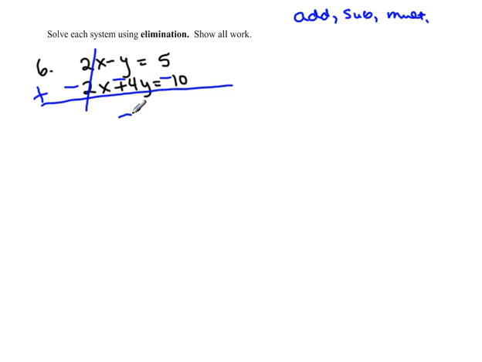I can now collect my like terms here. Negative 5y equals negative 5. Divide by negative 5, and the y value is positive 1.